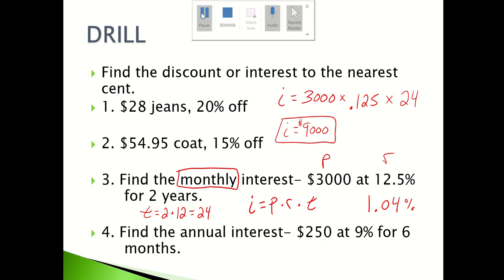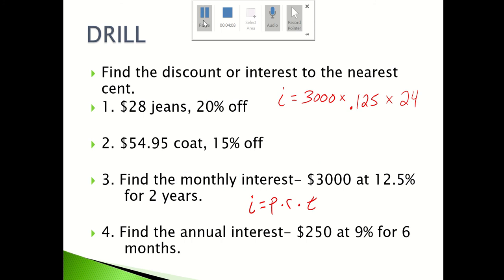lesson from last class. Finally, number 4, find the annual interest, $250 at 9% for 6 months. Keyword here is annual, so this is per year, right? So what is our principal? Principal is going to be $250. What is our rate? 9%. What is our time? Now keep in mind, it's annual interest, so we have to adjust this from 6 months to a number of years. Well, how many years is 6 months? It's less than a year, right? It's exactly half a year. So time is going to be 0.5.